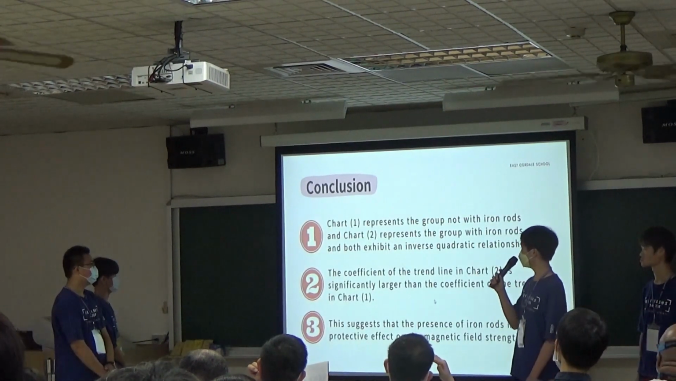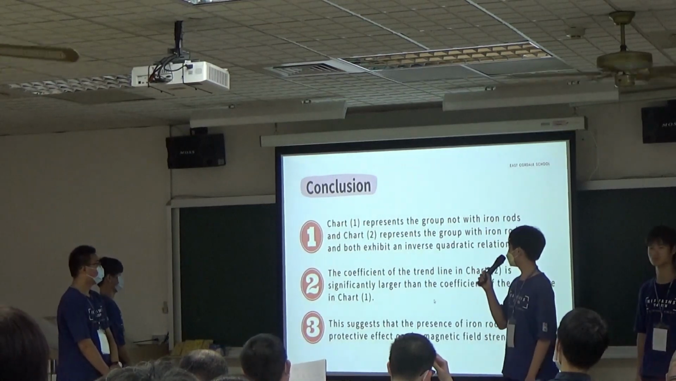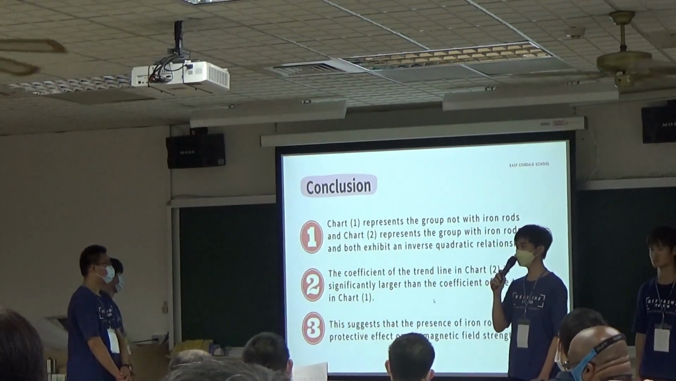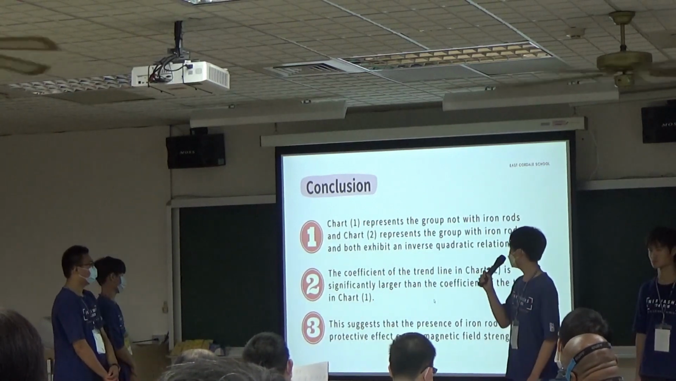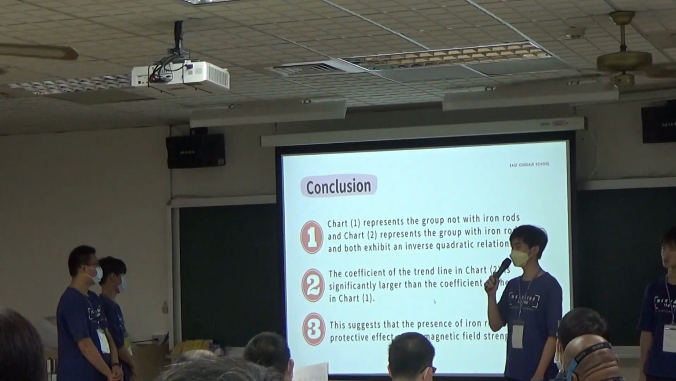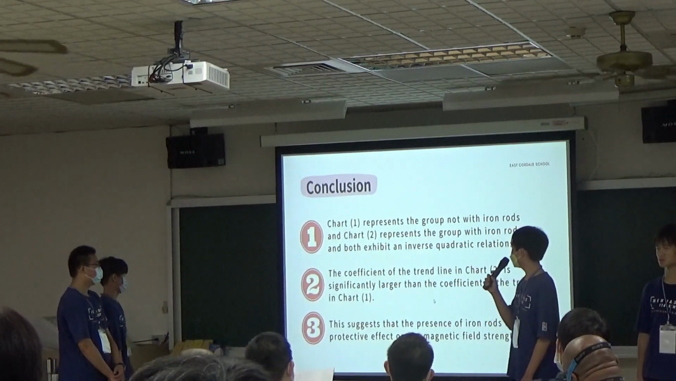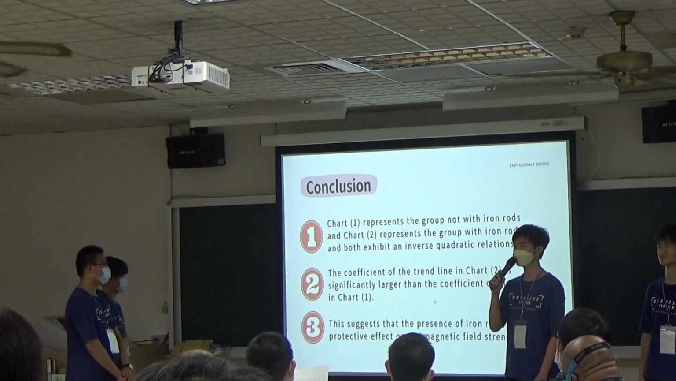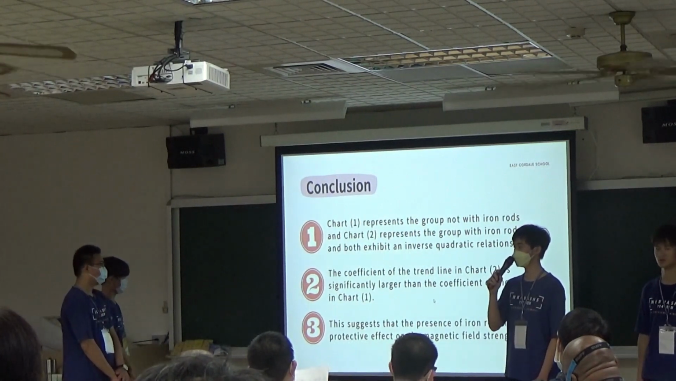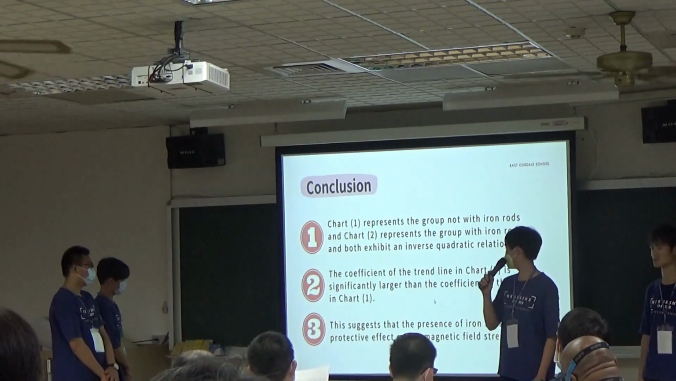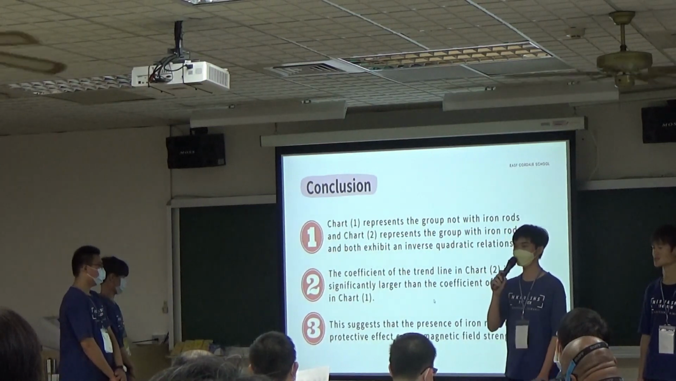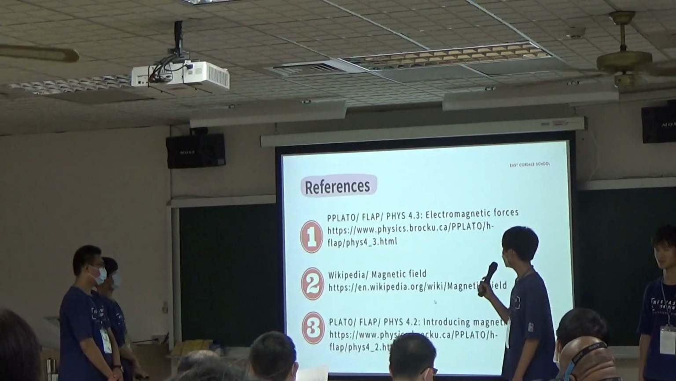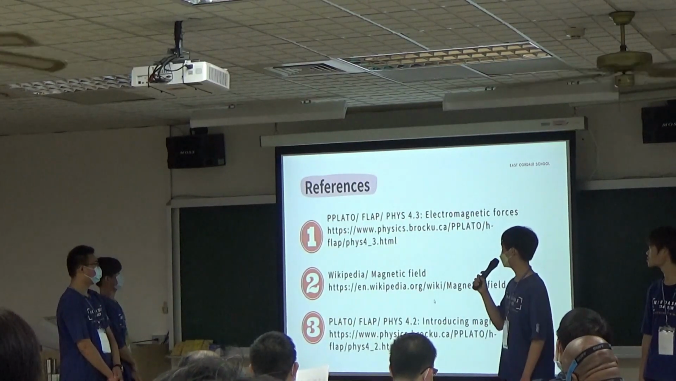Okay, so next, I'm going to talk about the conclusion. Firstly, chart 1 represents the group with iron rod, and chart 2 represents the group not with iron rod. And both exhibit an inverse projective relationship. Second, the coefficient of the trend line in chart 2 is significantly larger than the coefficient of the trend line in chart 1. Third, this suggests that the presence of an iron rod may have a protective effect on the magnetic field strength. Okay, so here is our reference.